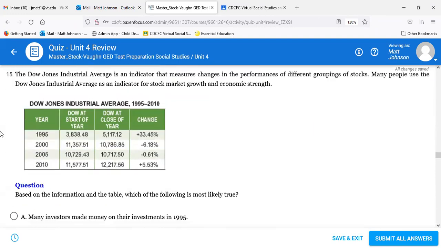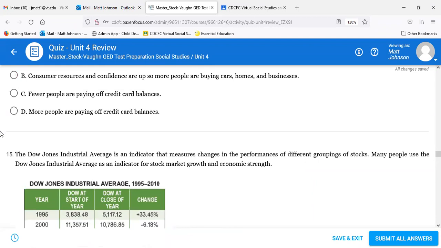14 is A. 15, we got some new information. So the Dow Jones Industrial Average is an indicator that measures changes in the performance of different groupings of stocks. Many people use the Dow Jones Industrial Average as an indicator for stock market growth and economic strength. So remember we talked about this.